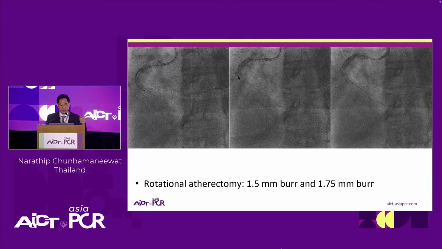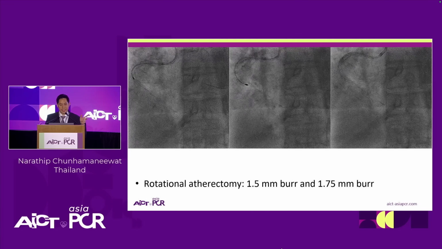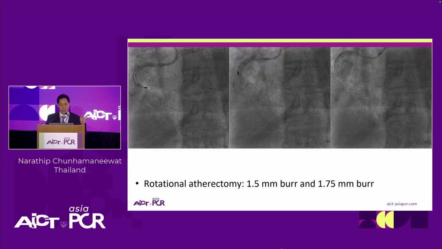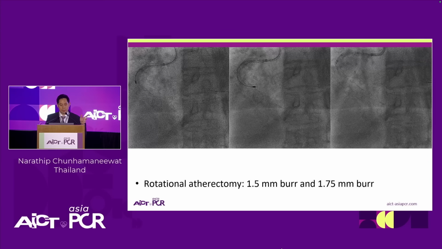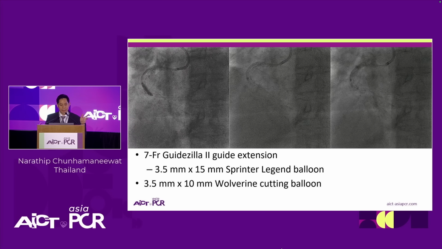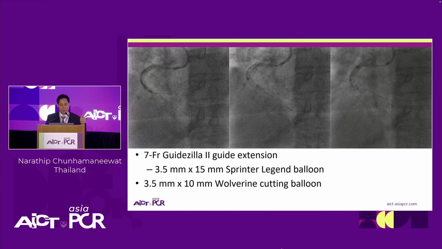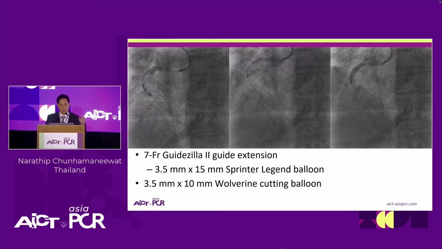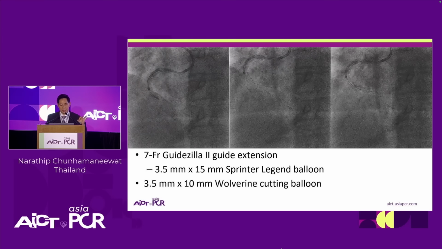And after that, I planned to use a cutting balloon. So I got a 7 French Guideliner extension to the mid RCA, and then passed a 3.5 Wolverine cutting balloon to treat the calcified nodule.